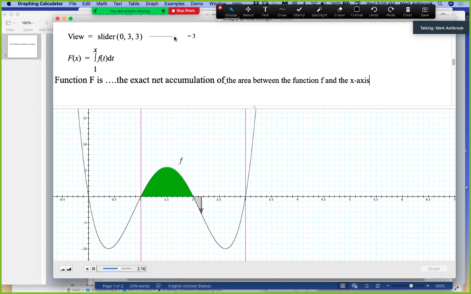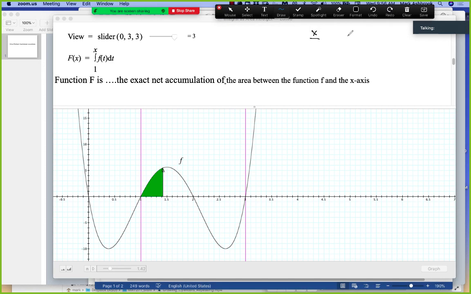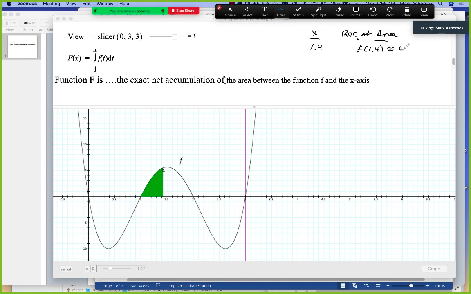So what's the rate of change? Here's x equals 1.4. What's the rate of change when x equals 1.4? The rate of change of area. About 6. Good. So it's the y value, right? It's the value of the function. So when x equals 1.4, f of 1.4 is about 6. Okay?